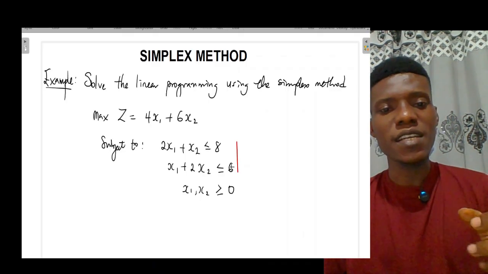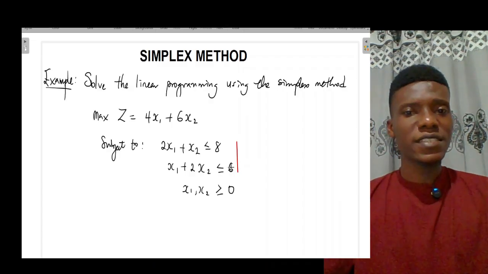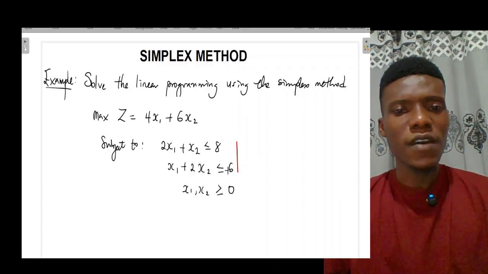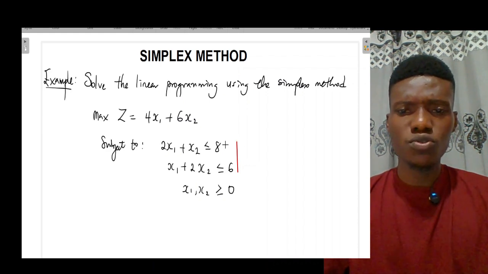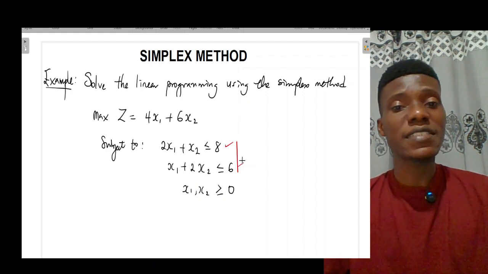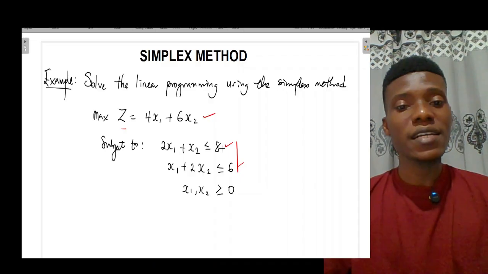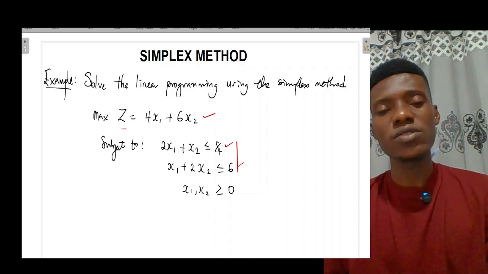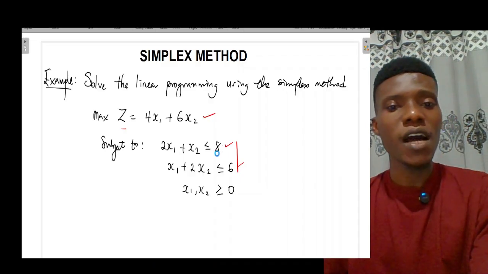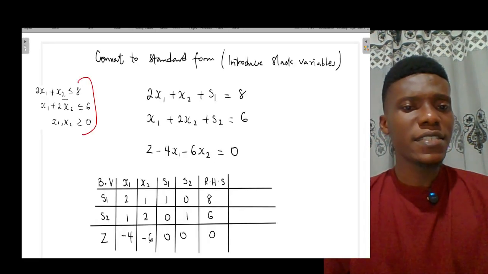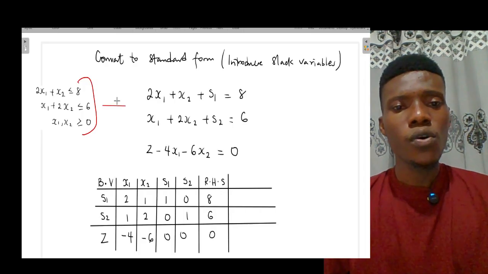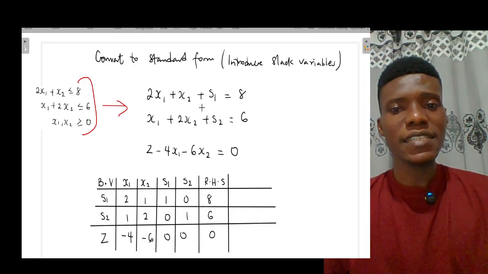Now, this is the first step you take when you are faced with a problem like this. The first thing you do is that these two constraints will be written in standard form. Also, the right hand side of z will be taken to the left hand side, and you have something like this. So look at this. This is the inequality form. And this part is talking about the standard form.